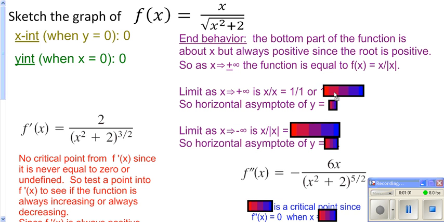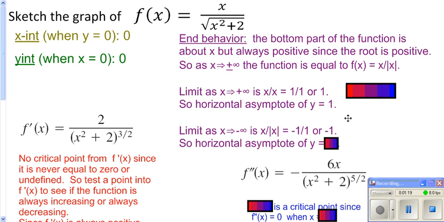You get the top and the bottom both being the same, so you get a horizontal asymptote of 1 as you go far off to the right. However, when you plug in a big negative number, the top becomes negative and the bottom becomes positive because of the absolute value. They're the same value but of opposite signs, so you get a horizontal asymptote going to the left of y equals -1.